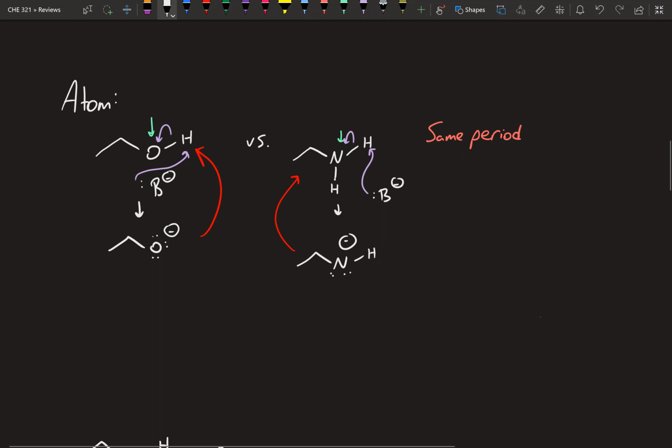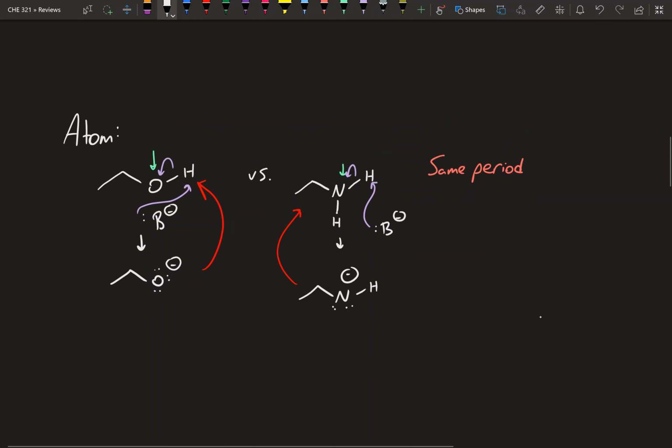The left-hand molecule, which is called an alkoxide, is just an oxygen with a negative charge and some carbon chain connected to it. Or we have this nitrogen compound. It's called an amine.